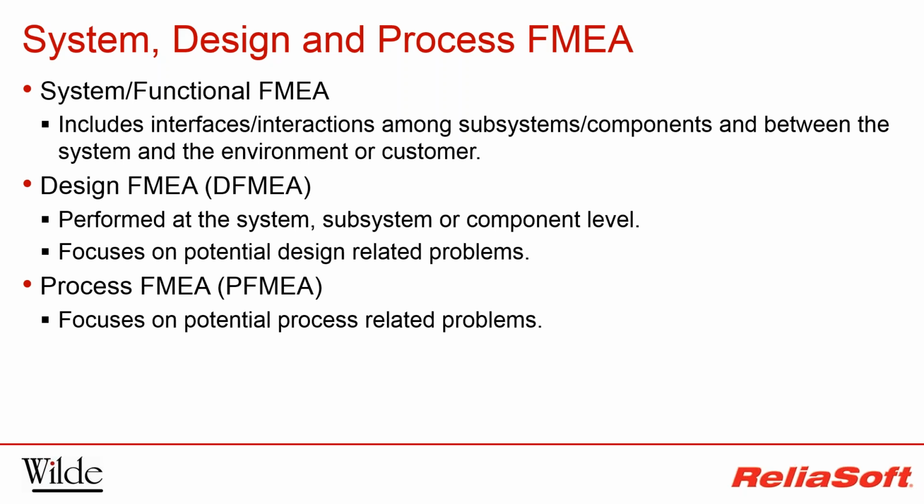The design FMEA would then be performed based on the assumption that the item is manufactured perfectly, while the process FMEA assumes that the item has been designed perfectly. And so the process FMEA instead looks at any issues that could arise during manufacturing, installation, or operation that would reduce the item's ability to perform its function with time, and is also a measure of quality.